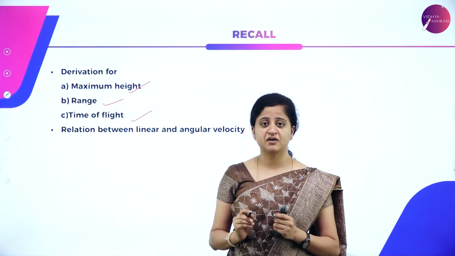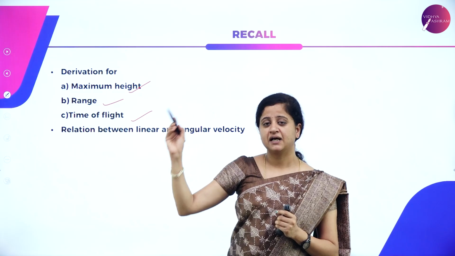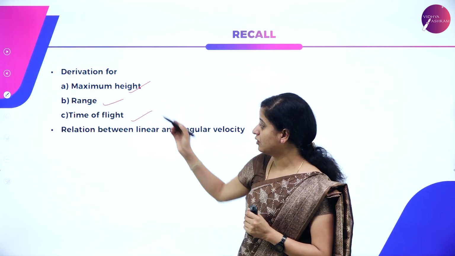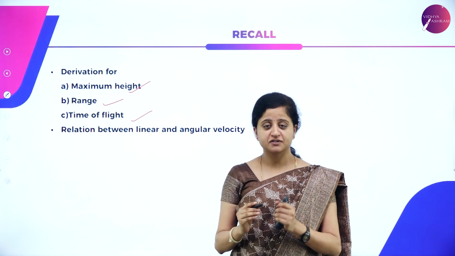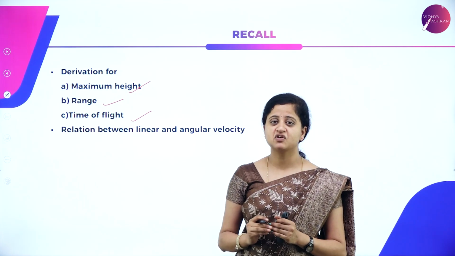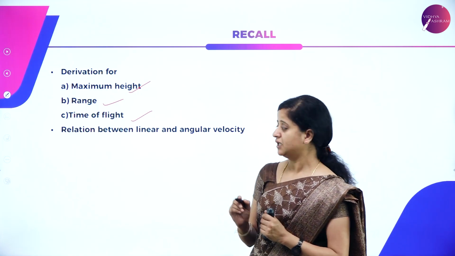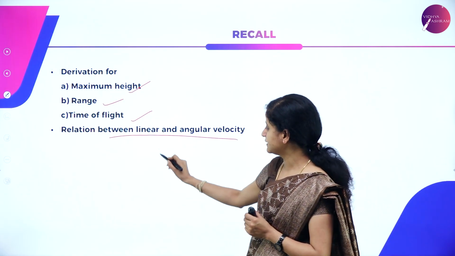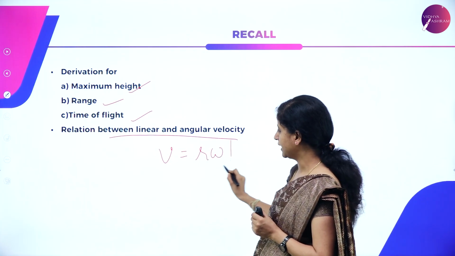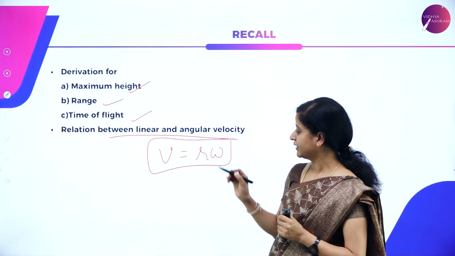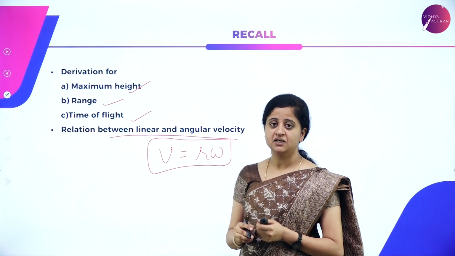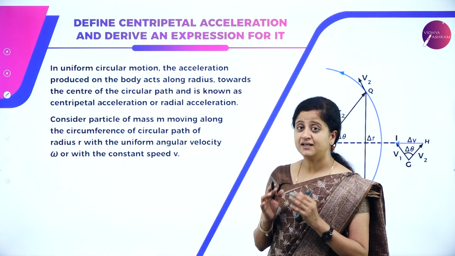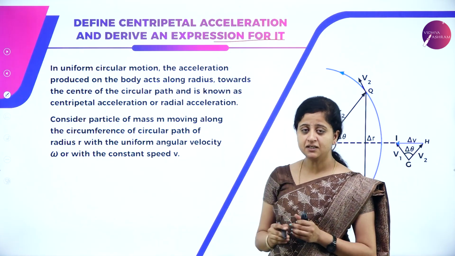The total time required by an object to reach the maximum height and to come back again to the ground is called as time of flight. So we have derived an expression for all these terms which are related to projectile motion, and those terms help us to solve numericals in this chapter. And we have even derived a relation between linear and angular velocity, and the relation is nothing but V is equal to R omega, where V is the linear velocity and omega is the angular velocity. So in today's session, we are now defining centripetal acceleration, and let us derive an expression for the centripetal acceleration.